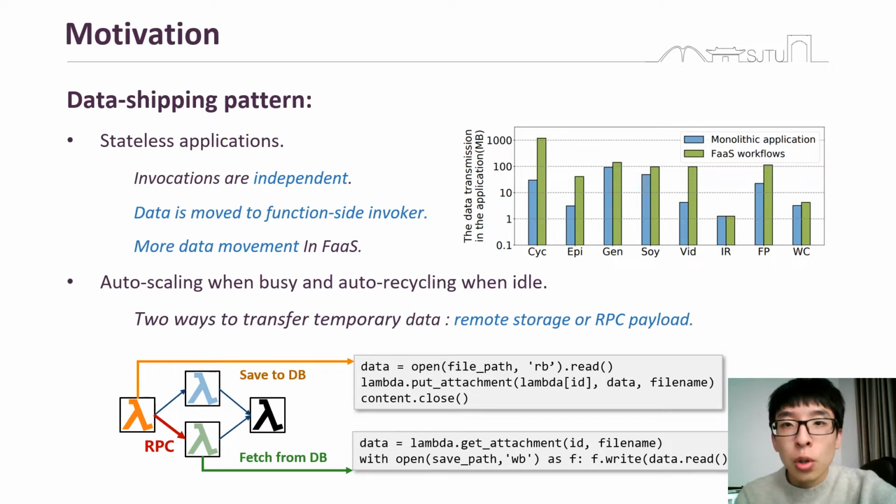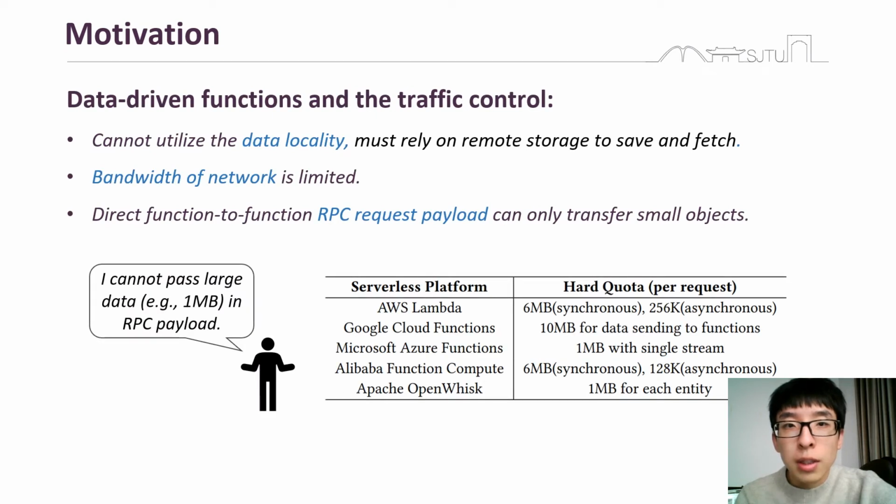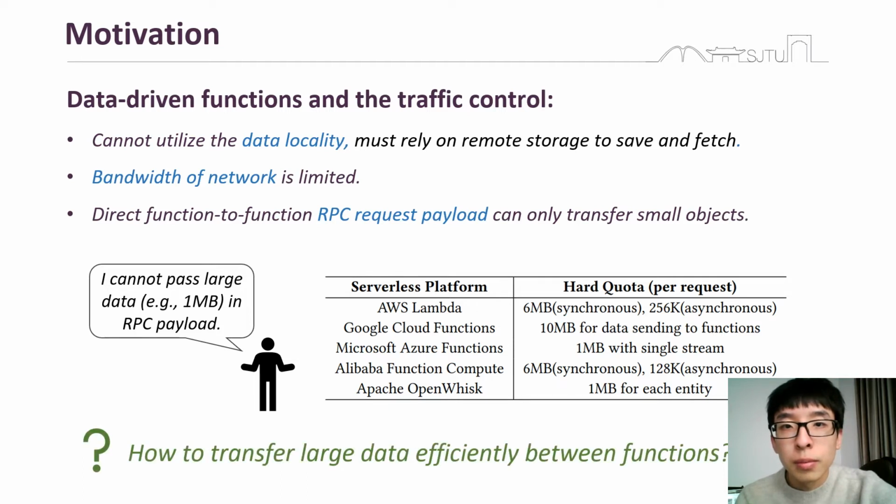Although there are some efforts to enhance data locality by sharing the payload in RPC, they still have many limitations. While the data-driven functions cannot utilize data locality, data transfer through the network becomes necessary. However, due to the traffic control in the data center, the bandwidth of the network and the size of the RPC payload are also limited. Here comes another challenge: how to transfer large data efficiently between functions.